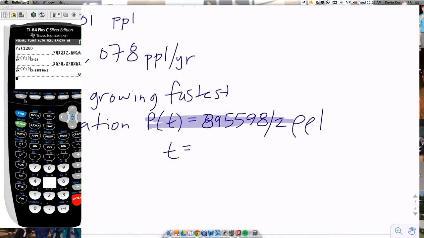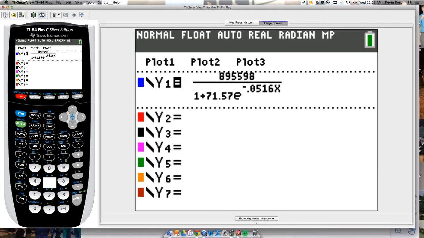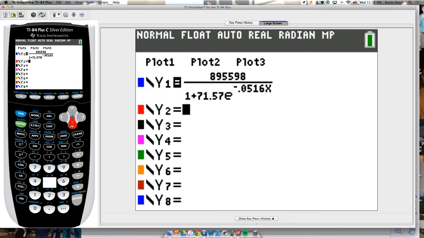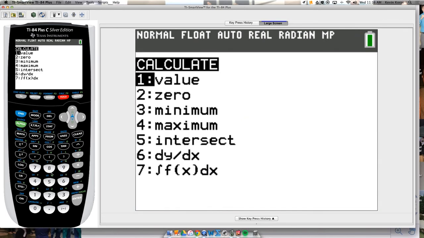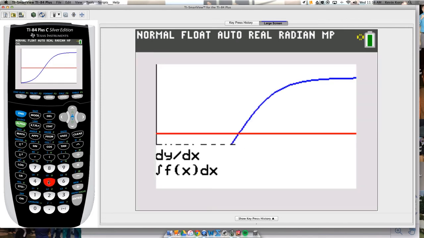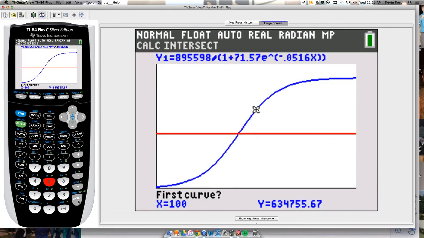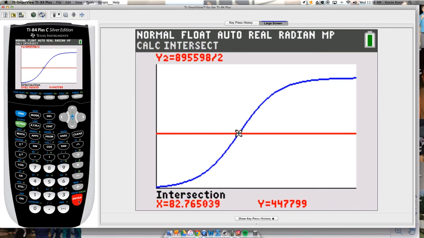So to do that, we do have to retreat to our graph. And in Y2, I need to graph 895,598 divided by 2. And when you graph it now, it's going to be a horizontal line, and it should cut right through the inflection value. And, of course, how do you find where they intersect? Second trace, number 5. There's only 2 curves, only 1 intersection, so enter, enter, enter, and there you go.